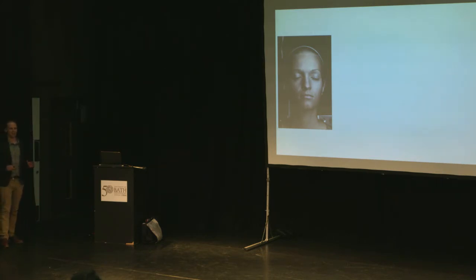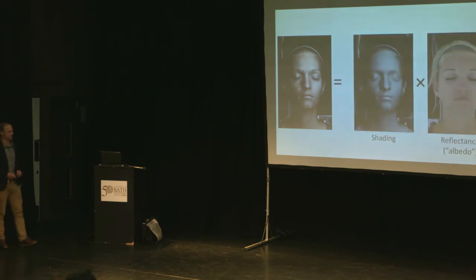And you can think about this problem at a few different levels. So maybe as a first step, you could think of decomposing this image into two terms. A shading term, which is related to the geometry of the shape and also the illumination environment.